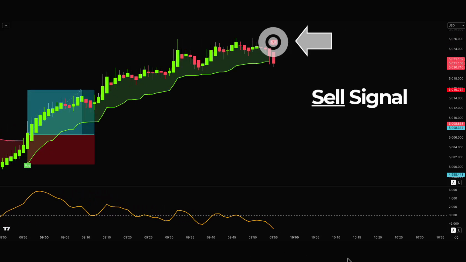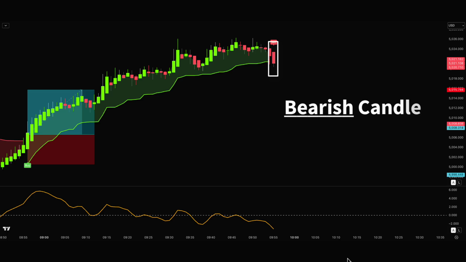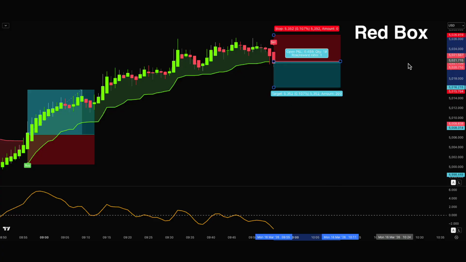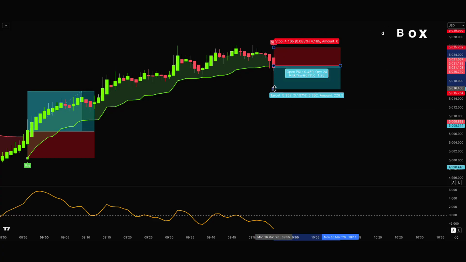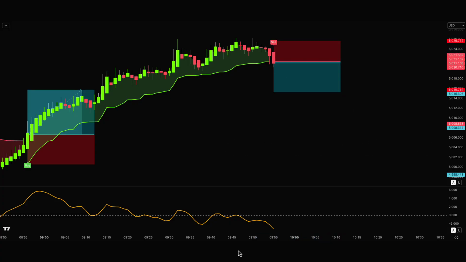Here the Trading Goal arrow of this indicator is a sell signal. Here the orange line of MACD Leader is below the 0 line. Here, the market has made a bearish candle to give confirmation, so all our conditions are being fulfilled, so we are placing an order to sell. Our stop loss is to be placed at the red box, and the risk-to-reward ratio will be 1:1.5.